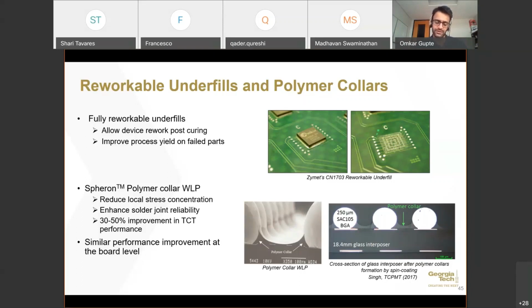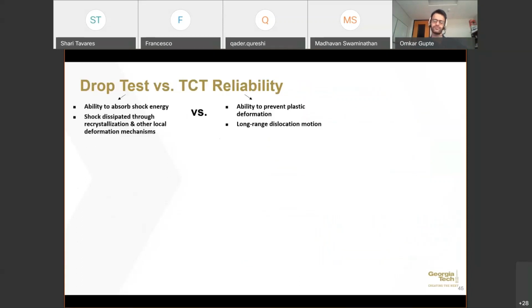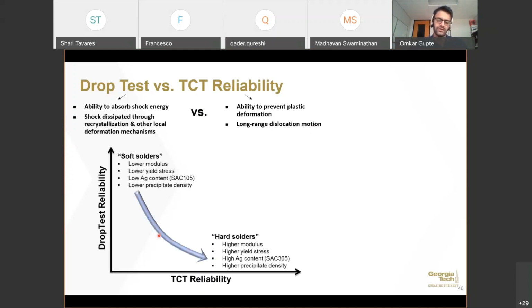So when looking at reliability again for these newer products, for example in mobile products, there is a key challenge between improving both drop test and thermal cycling reliability, because they drive different areas, different stresses, and both need different abilities in the solder to accommodate those stresses. So for instance, in drop test, the ability should be to absorb the shock energy, whereas in TCT reliability, the solders need to have the ability to prevent plastic deformation.